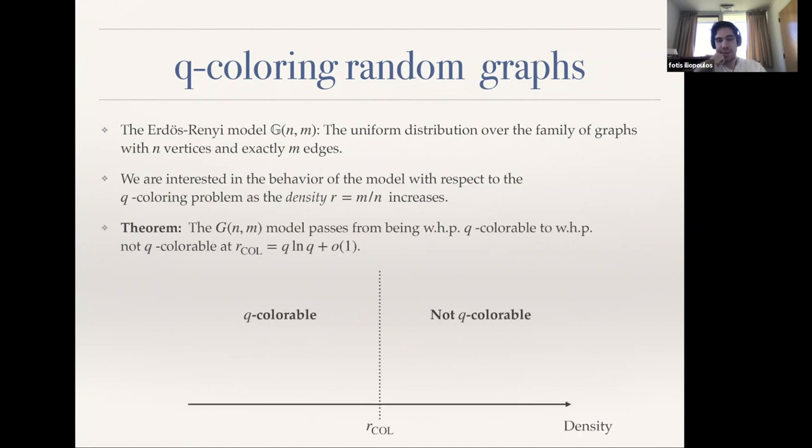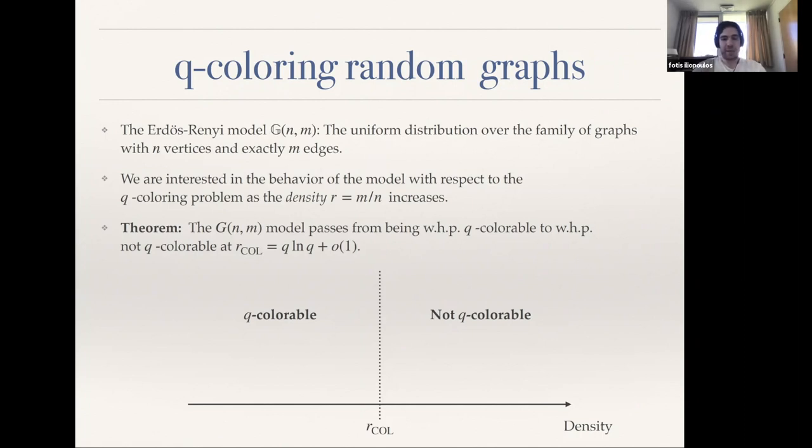And indeed, this is a very well studied model. What we know is exactly a phase transition that is around density Q log Q, before which the problem is really Q-colorable. So the graph is Q-colorable with high probability, and denser random graphs are not Q-colorable with high probability.